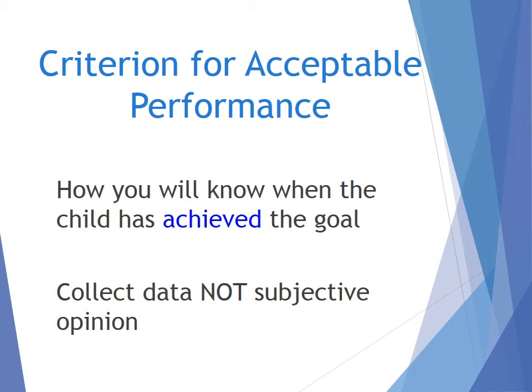Criteria for acceptable performance is how we will know if the goal has been achieved. It's the level of proficiency. It's how many, how often, to what standards the behavior must occur. That is the 48 words per minute and with less than 2 errors. It's the measurement, as measured by weekly 1 minute oral reading fluency probes.